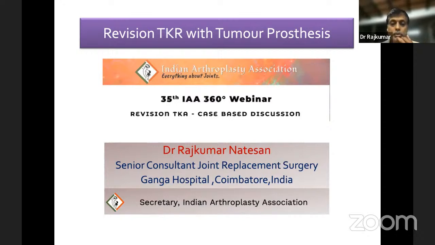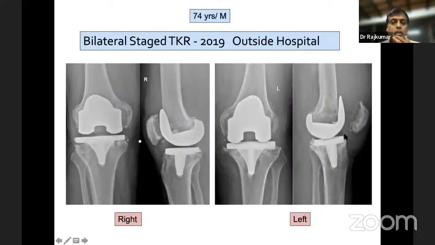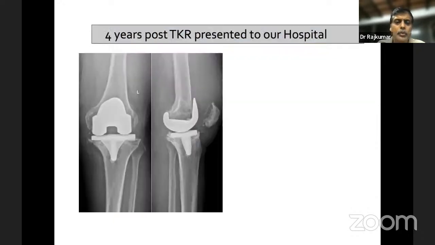So to start with, this is a patient, a 74-year-old male. He's a doctor by profession, bilateral TKR done 3 years back in an outside hospital. The surgeon did it in a staged procedure, I think with a 1 month time gap between the right side and left side. And this is the post-operative X-ray. Four years post total knee replacement, he presented to me with loosening of the prosthesis.